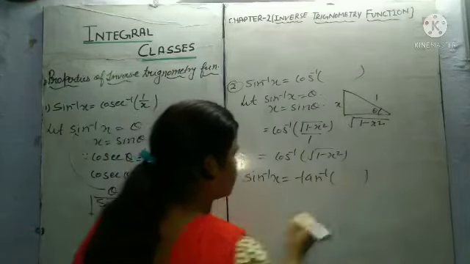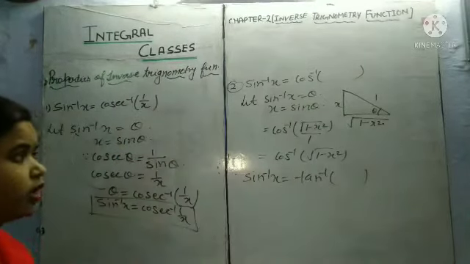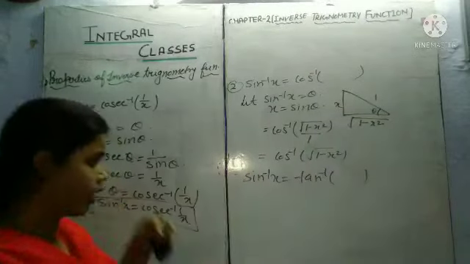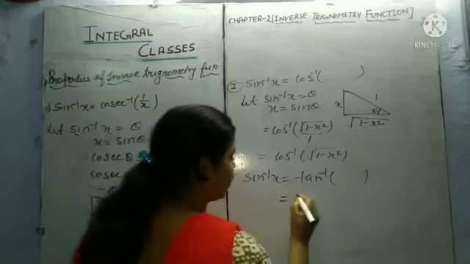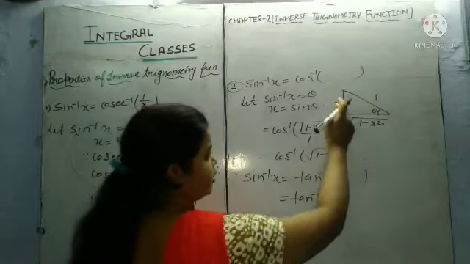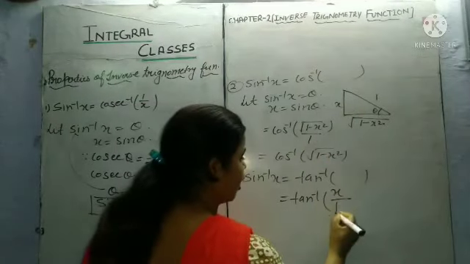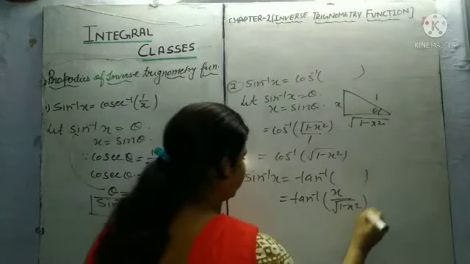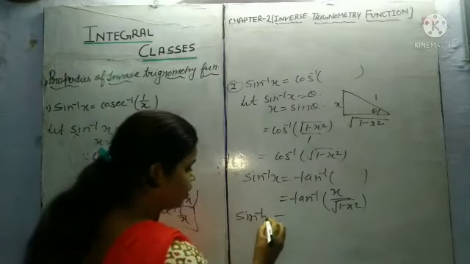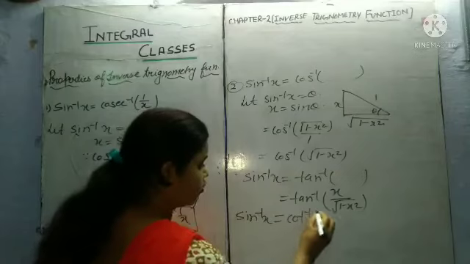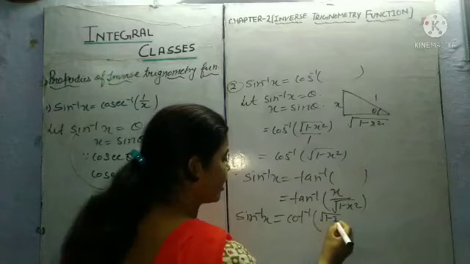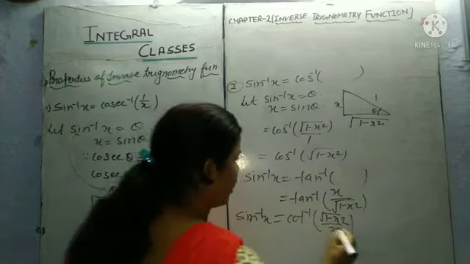If you want to change sin inverse x into tan inverse, again we will draw a triangle and find the base. What is the value of tan theta? Tan theta is equal to perpendicular upon base. Now we will write sin inverse x is equal to tan inverse x upon root of 1 minus x square, and cot inverse is the inverse of tan, so cot inverse root of 1 minus x square upon x.